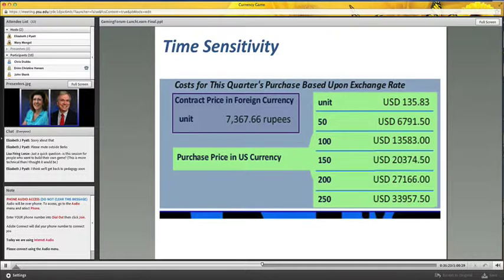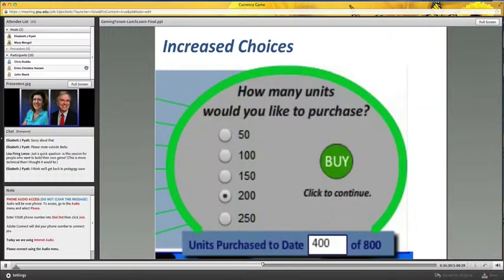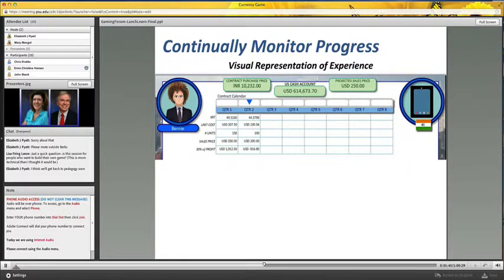Time sensitivity, that's something common in games. In this game, it plays out in that there's a sense of passing time. So each quarter, you need to make a purchasing decision. You select a quantity of units to purchase based upon the market conditions and the current exchange rate.